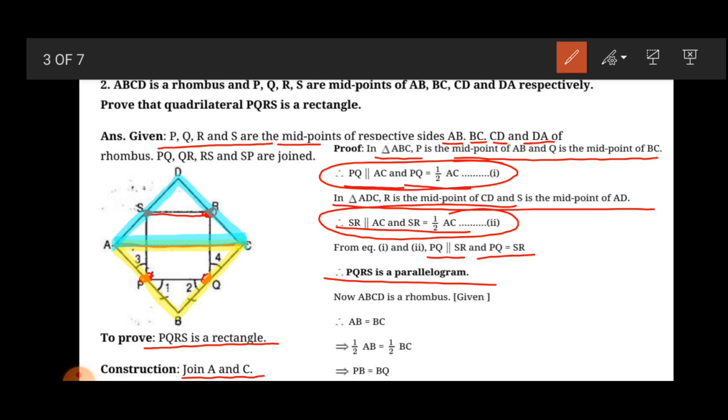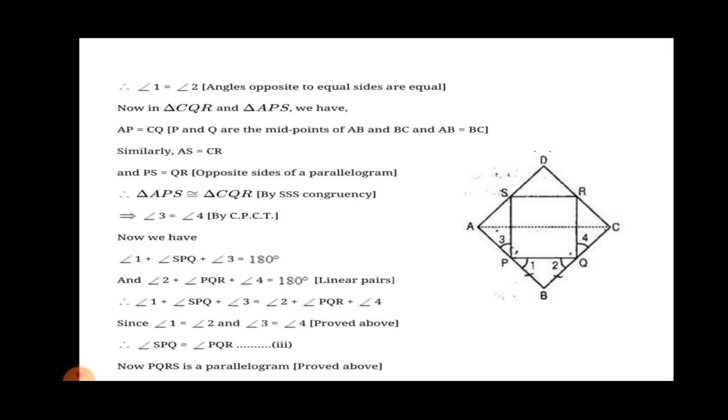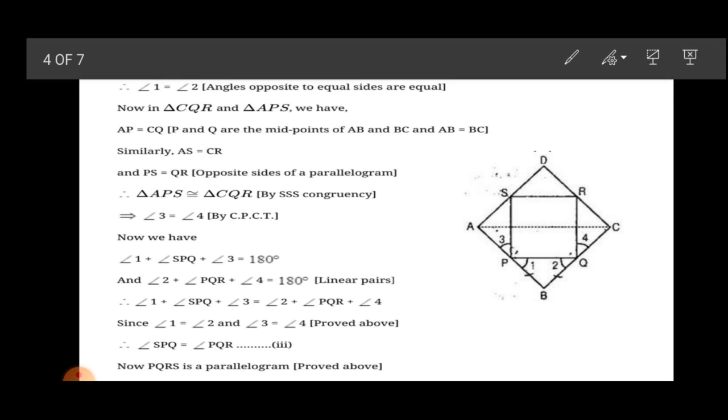Now ABCD is a rhombus. This is given to us. So AB is equal to BC and half of AB is also equal to half of BC. So PB is equal to BQ. Now if PB is equal to BQ, then angle 1 is equal to angle 2. Angles opposite to equal sides are also equal.